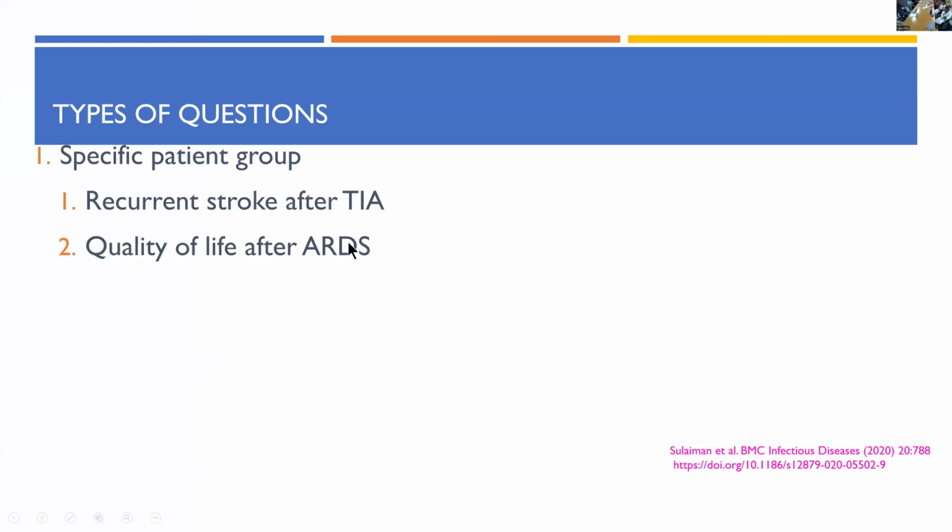So just remember there are types of questions. A specific patient group. So for example, recurrent stroke after TIA, or quality of life after ARDS. So ARDS is the group. TIA, or transient ischemic attack, is the group. So specific patient group. Or you may say that you're in nephrology, and you want to know all models in nephrology, how do they do?